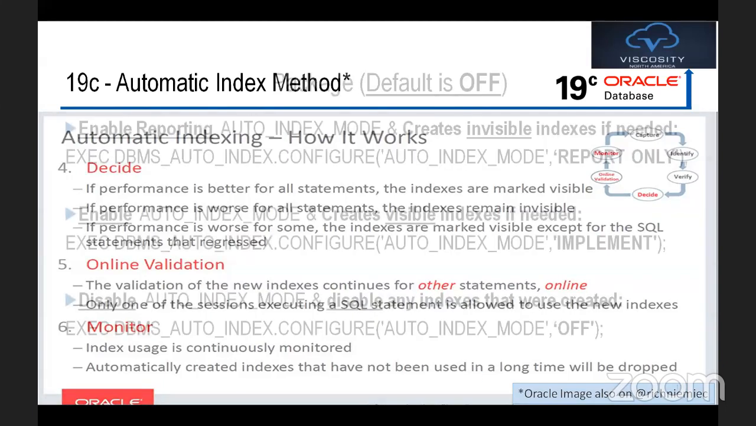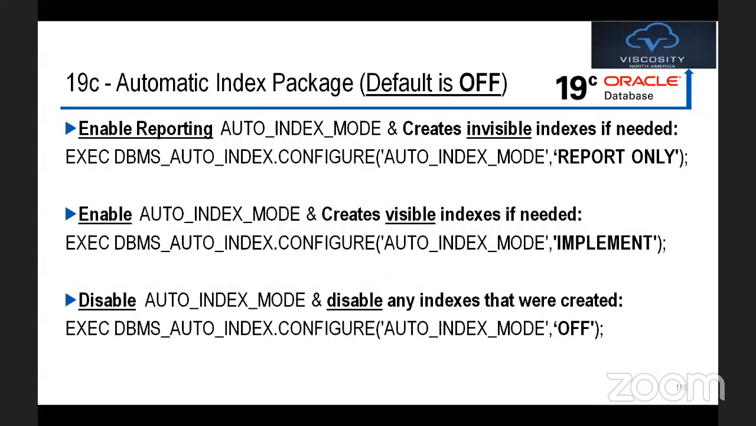And I could also set certain things from a space standpoint so it doesn't use too much space when it creates those indexes. But here's an example of how to do that. The default is, notice, off. So right now it's off. Then I say report only. It creates invisible indexes, but doesn't enable them yet. Or create invisible indexes and make them visible if needed, if it thinks it should. I do that by saying implement. So that's how I turn it fully on. So I could just turn it partially on, fully on, or just keep it off.